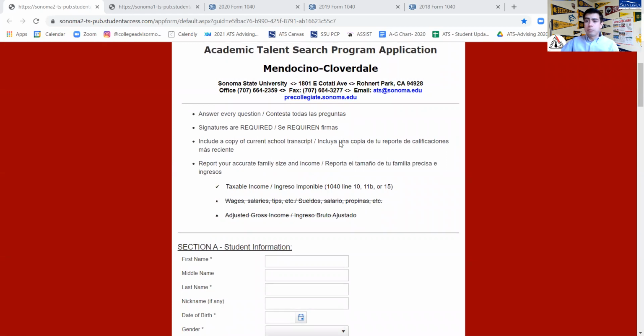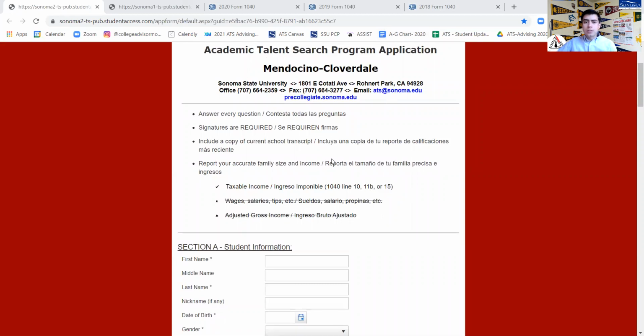Both the student and the parent will need to be part of this process. And then we will need the taxable income. Depending on what taxes you're going to use, if you have the 2018 taxes, you're going to be looking at line 10. If it's the 2019 taxes, you're going to use line 11B. And if it's the 2020, the most recent one, it is going to be line 15. I will show you later when we get to that point on where to look.